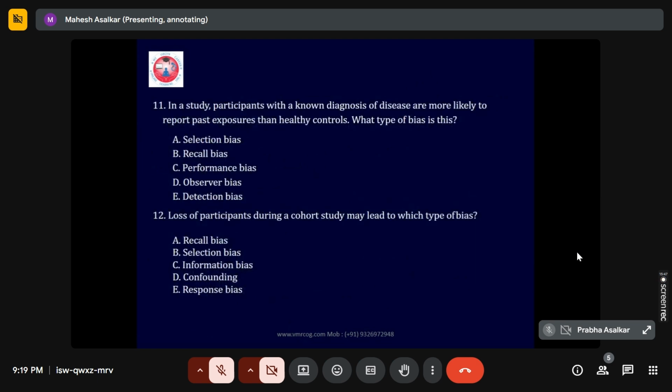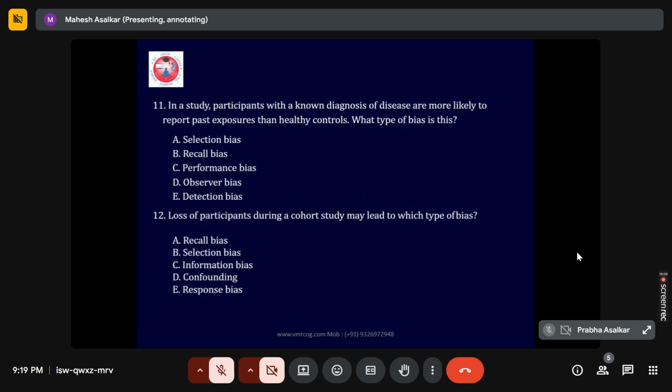In a study, participants with a known diagnosis of disease are more likely to report past exposures than healthy controls. What type of bias is this? A, selection bias. B, recall bias. C, performance bias. D, observer bias. E, detection bias. So B, recall bias. Correct.